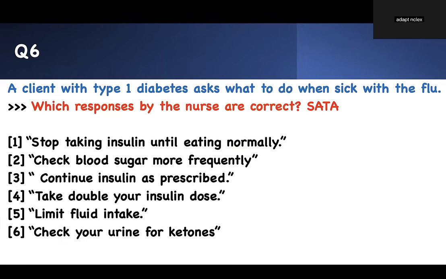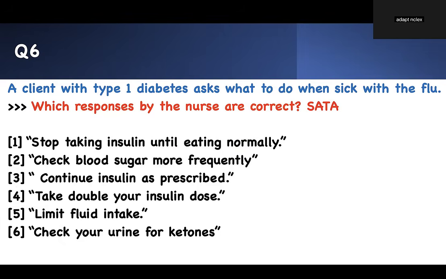These questions will show up on your NCLEX whether you like it or not, either in case form or in this kind of question, because this is the major problem that usually causes issues for patients with type 1 diabetes. On a sick day, stop your insulin until you eat normally? No. You should check your blood glucose more frequently. Number 2 is right. Continue insulin as prescribed? Yes, even though you are not eating, you need to take your insulin. Double dose your insulin?